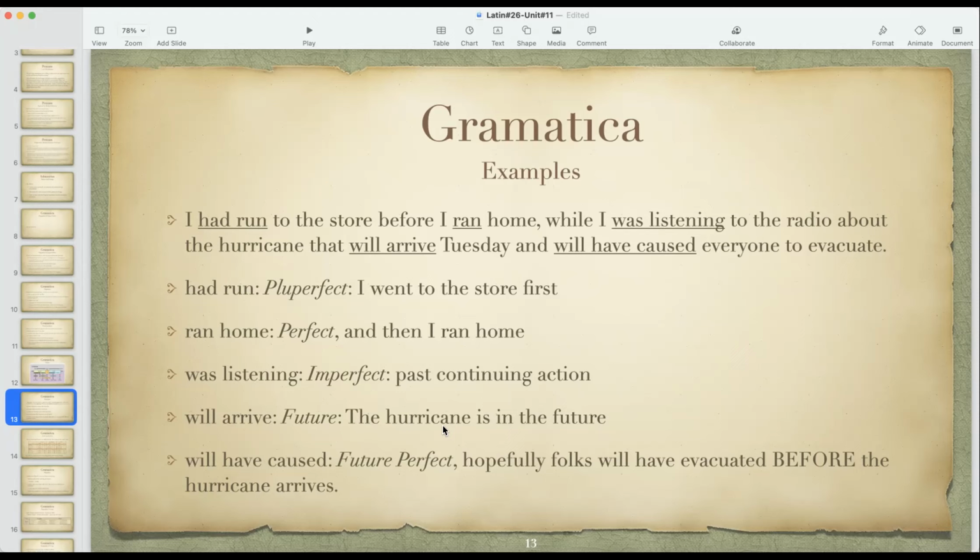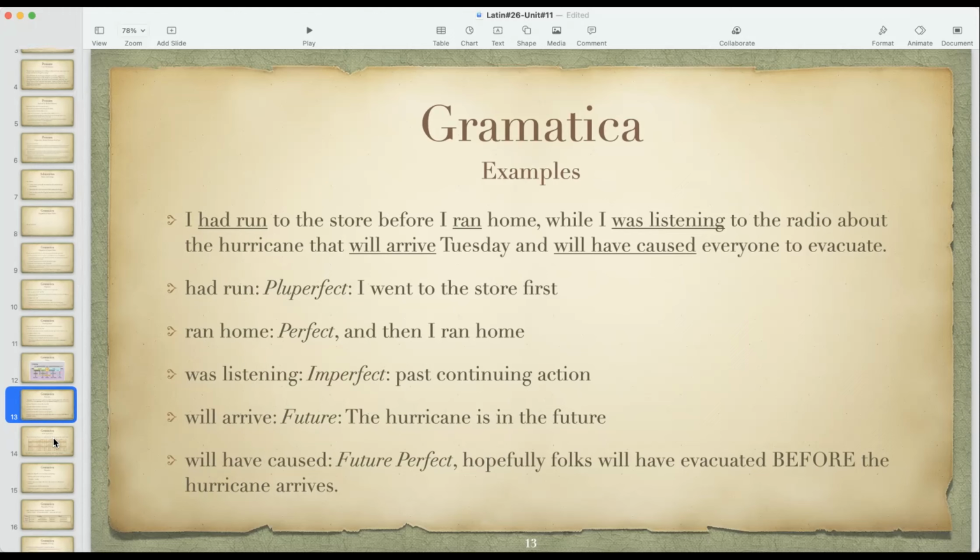But yeah. So again, they're not that hard because I had run, well, there's the had, pluperfect. I will arrive, that's the future. I will have caused, that's the future perfect. So it's not too hard to keep them straight. So any questions there on what they are? Yeah, we all live on the Gulf Coast pretty much, Teresa.